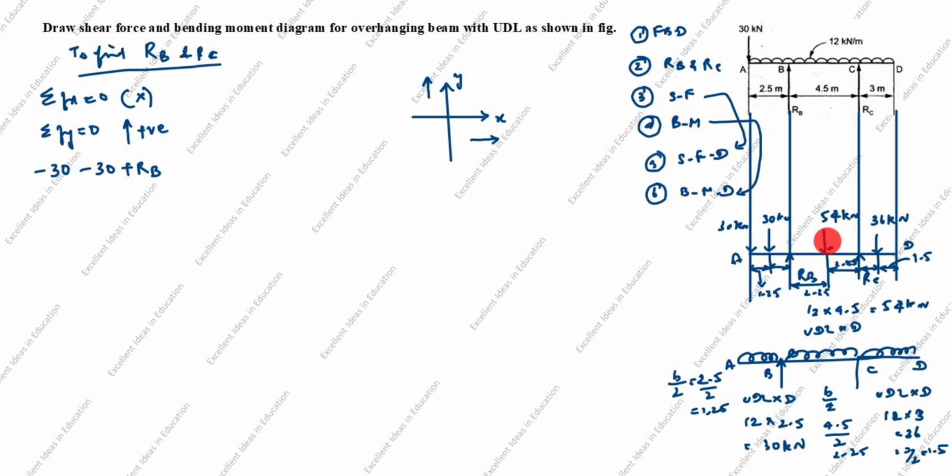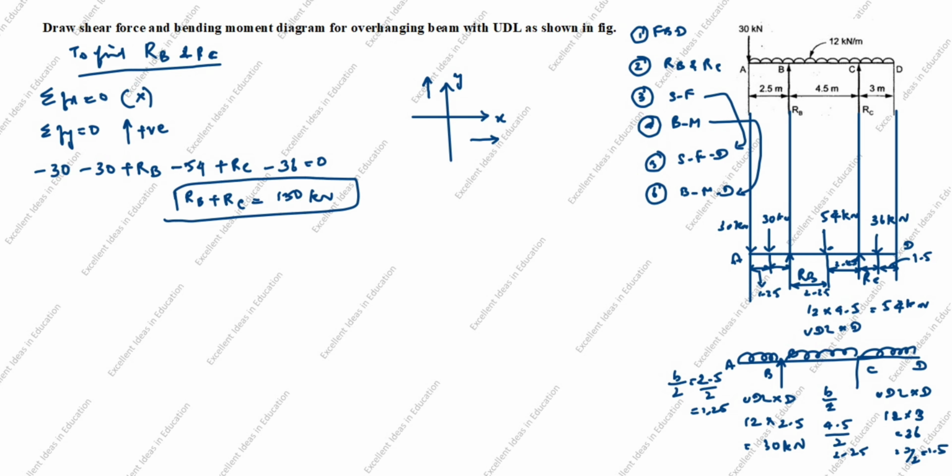Next, you see the arrow comes down, negative 54. Next, you see the arrow goes up. Up is positive, plus RC. Next, arrow comes down. Down is negative, minus 36 equal to 0. RB plus RC is equal to 150 kilonewton.